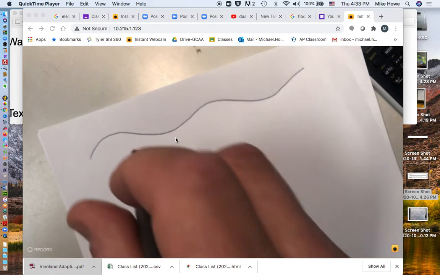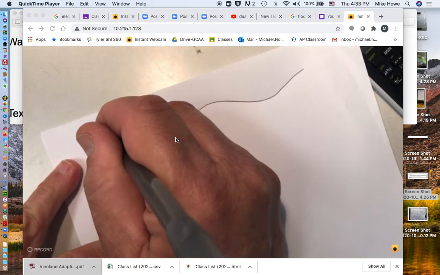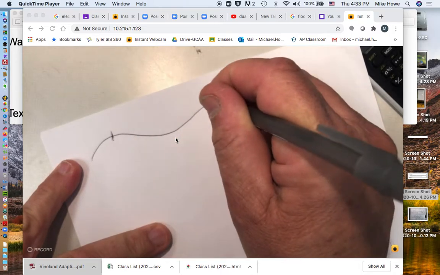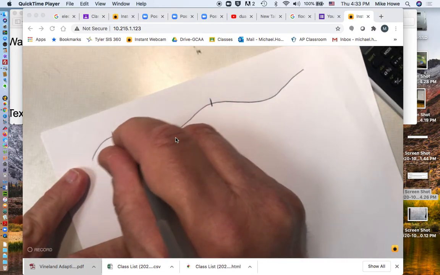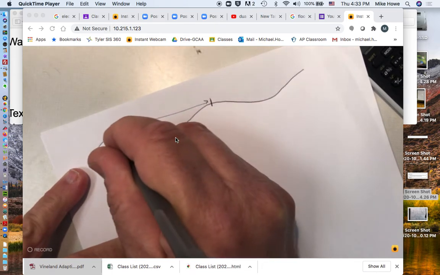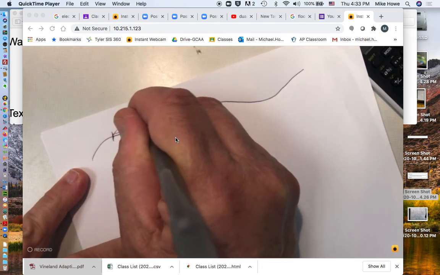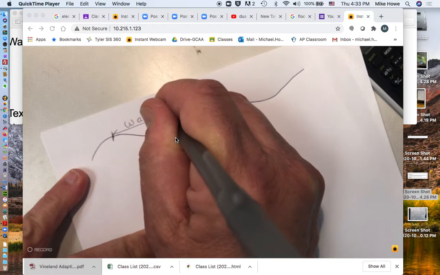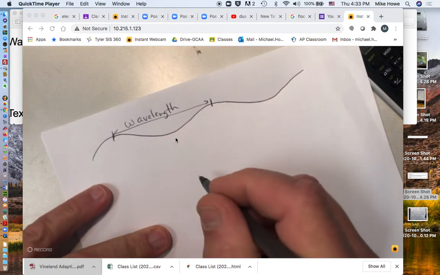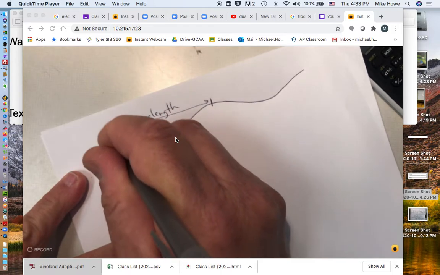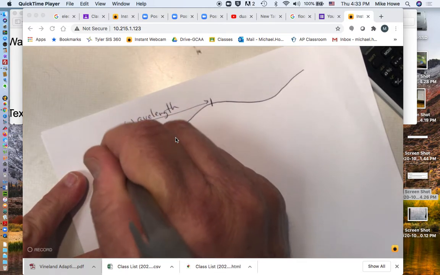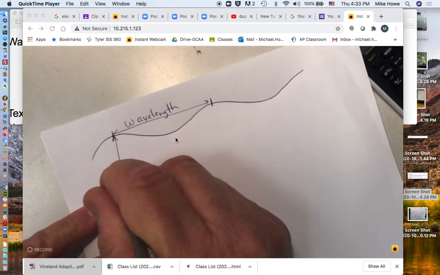All right, a few key terms that are associated with waves. The distance right here is called the wavelength. And the number of times that the wave goes from top to bottom to top in this direction is called the frequency.